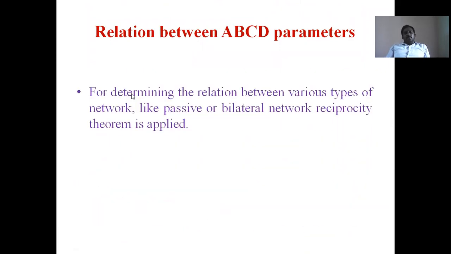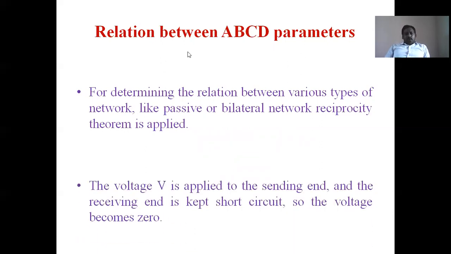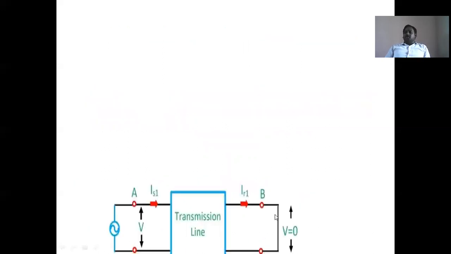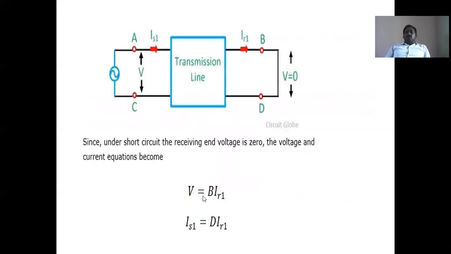See here, for various types of networks like passive or bilateral networks, the reciprocity theorem is applied. The ABCD two-port network obeys the reciprocity theorem. Why? See here, when V is applied to the sending end and the receiving end is kept short circuited, the voltage becomes 0 at the receiving end. That is the first case, with receiving end current IR1 and sending end current IS1. In the basic expressions, when VR is equal to 0, these equations are obtained.